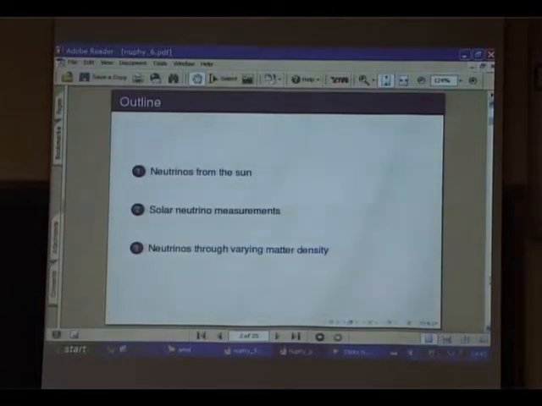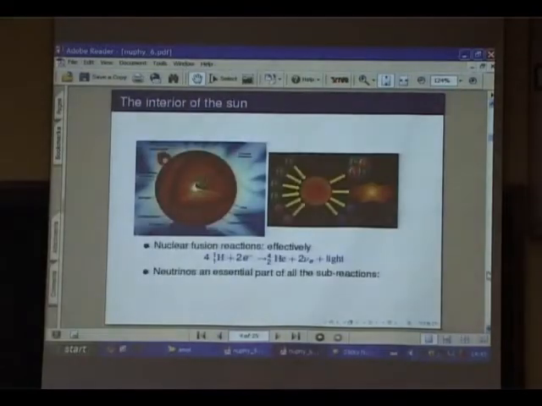So let's first look at neutrinos from the sun. It's good to have a picture of the sun in mind. The sun is not a homogeneous object, but consists of many layers. This is the so-called chromosphere, which is essentially what we see, the outer part, the corona and so on. Inside that are the convective zone, the radiative zone, and the core. What we are interested in is the core, because neutrinos are produced mainly inside the core.